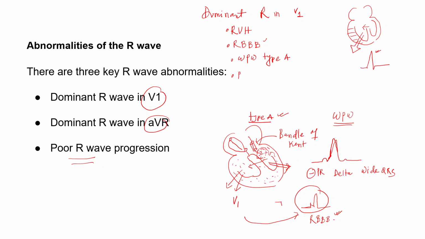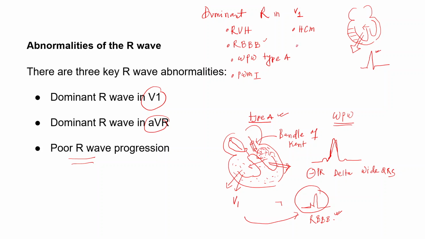Then sometimes posterior wall MI will produce a dominant R in V1. Apart from this, hypertrophic cardiomyopathy. As you may know, in a normal heart, the small positive wave in V1 is due to septal depolarization. So if the septum is massively hypertrophied, it may produce a dominant R. So hypertrophic cardiomyopathy can cause a dominant R in V1.